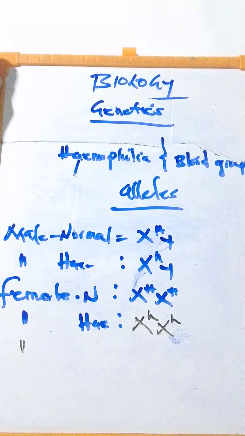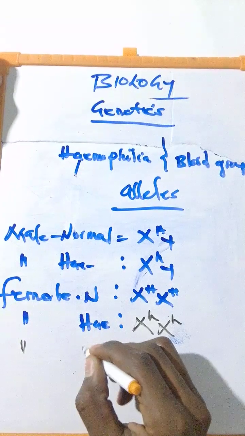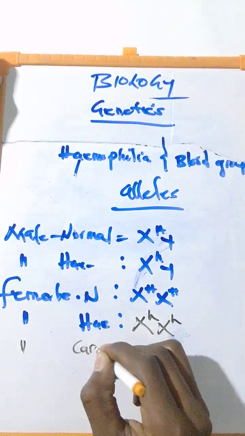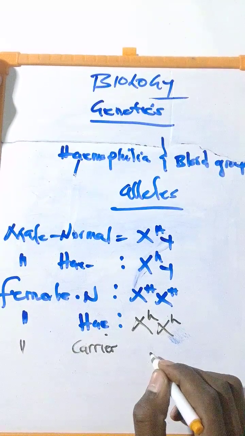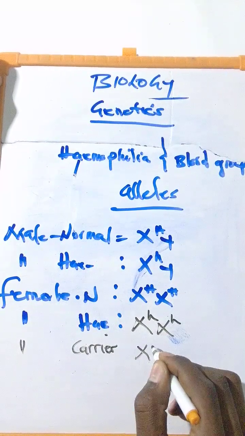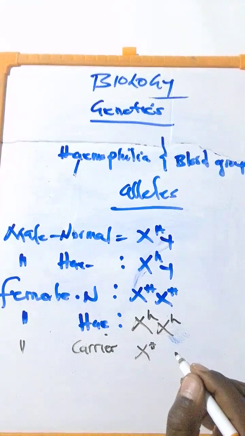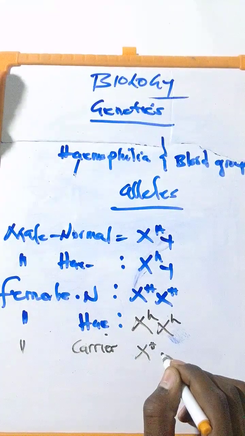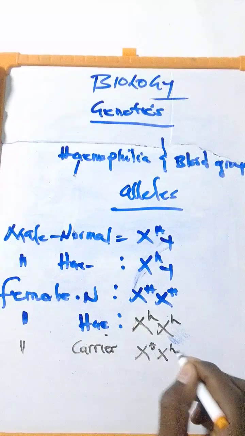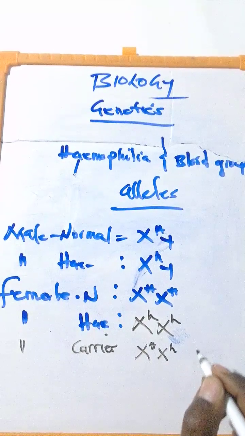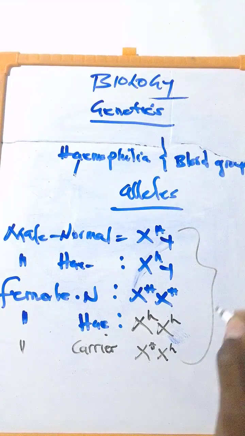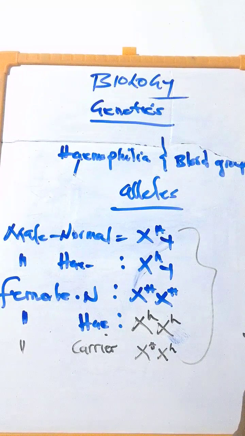Then again, a female who is now at this point a carrier. A carrier will have X with capital letter H and X with small letter h. So these are alleles which we use whenever we are doing the genetic diagrams under hemophilia.